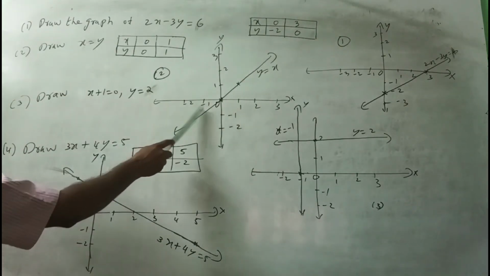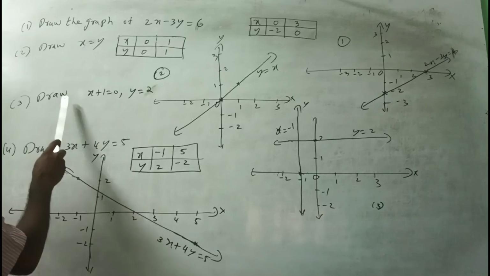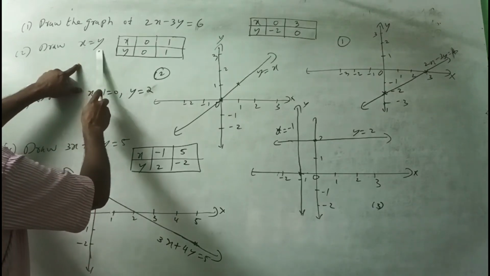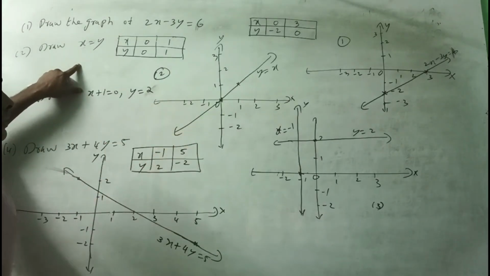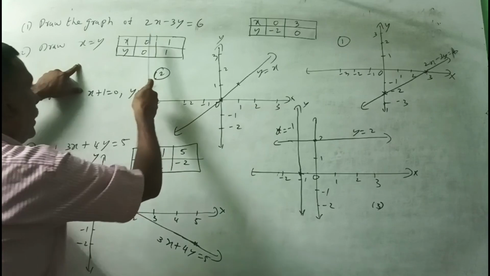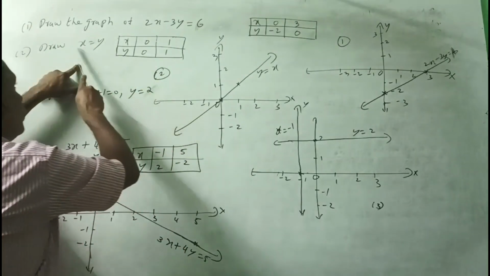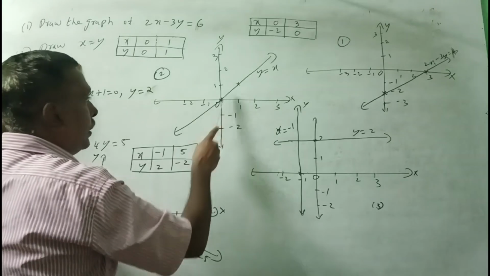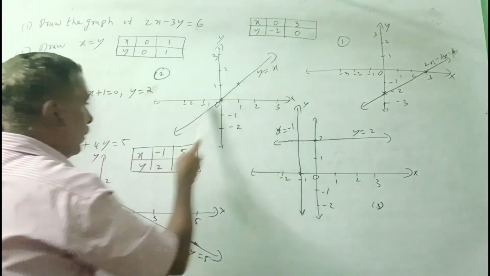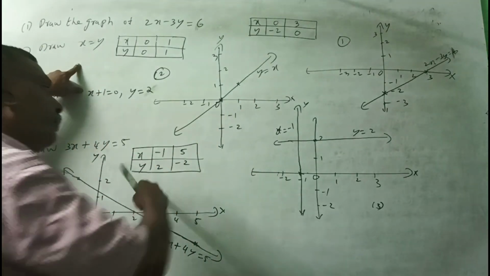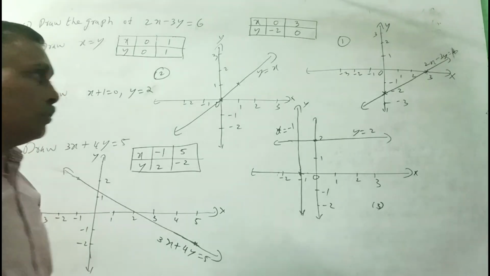Now second graph, this one. This is the line, draw x is equal to y, this is that. So I made here also a table: x 0, y 0, this is the point, and x 1, y also 1. So this is the point. Join that and produce, you will get y is equal to x. We can find out a lot of solutions here also.